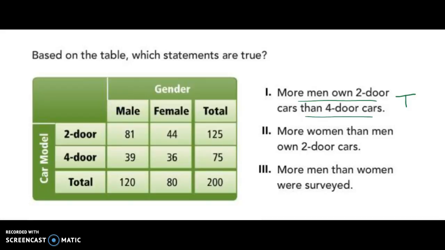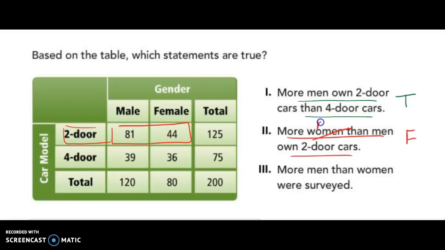My next statement says more women than men own two-door cars. So as I'm looking at female versus male, I'm looking at their car doors. I'm going to back up: more women than men own two-door cars. There I was looking at just whether or not the women had more two-door cars, but that was not the question. The question was more women than men own two-door cars. So here, the number of two-door cars are going to be 81 versus 44. So this statement is false.